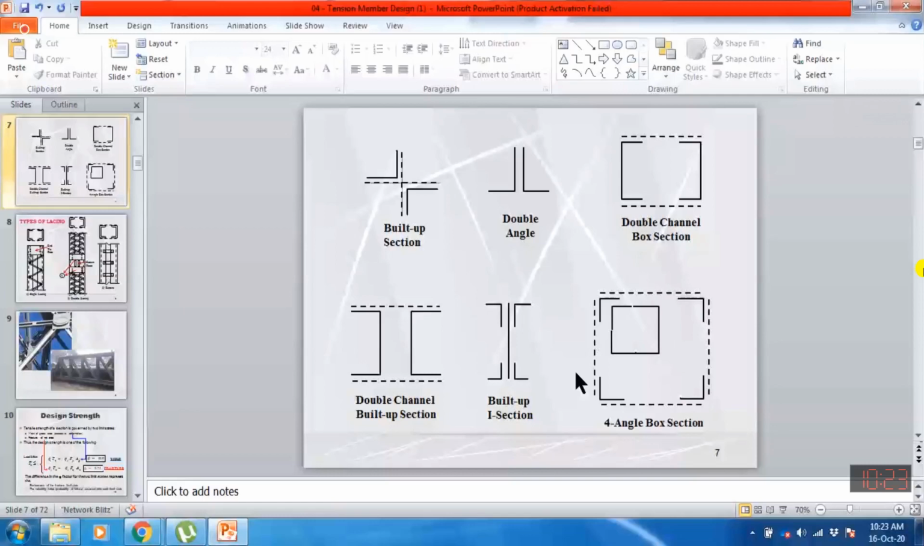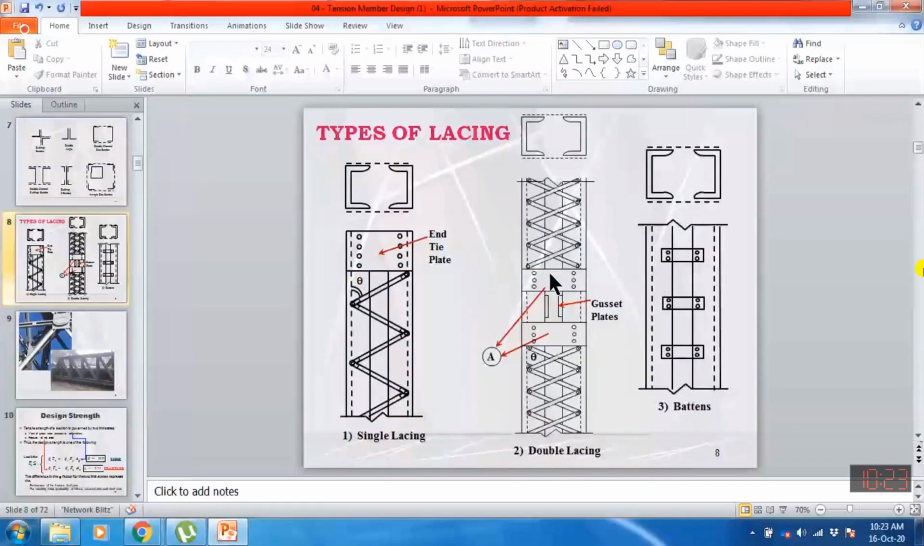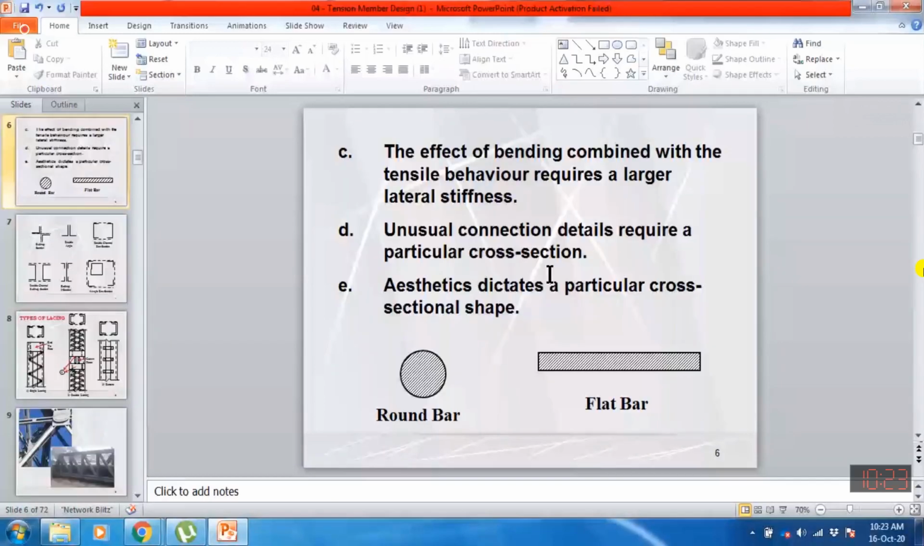Sometimes a lighter section is not available, or sometimes I need a lighter section with a larger moment of inertia so that I can reduce the slenderness ratio. For this reason, we need to make a built-up section. There are some other reasons. The effect of bending combined with tensile behavior requires a larger lateral stiffness. Stiffness is directly proportional to the moment of inertia: the more the moment of inertia, the less the deflection. Unusual connection details also require a particular cross section.